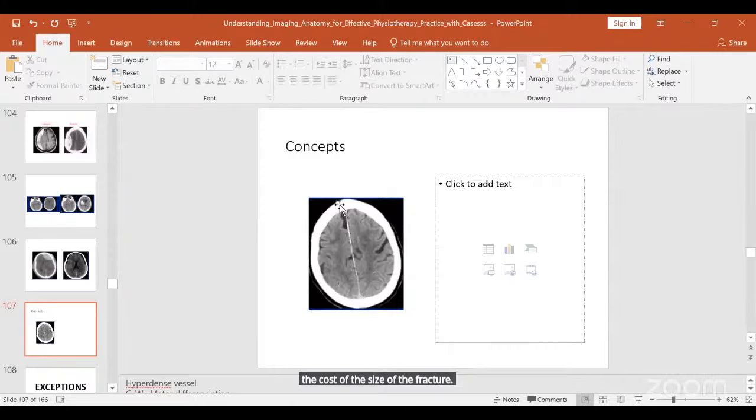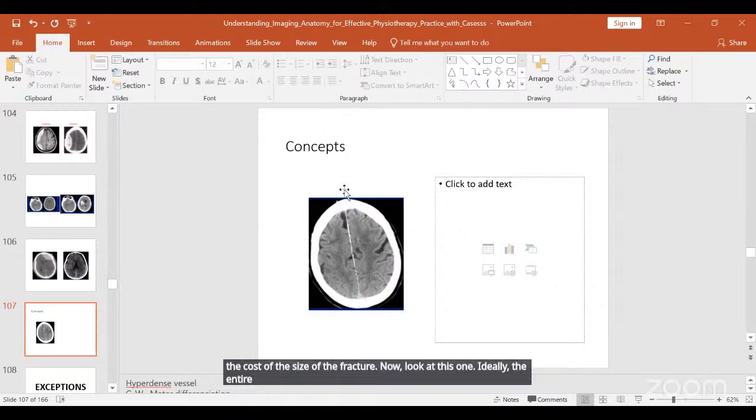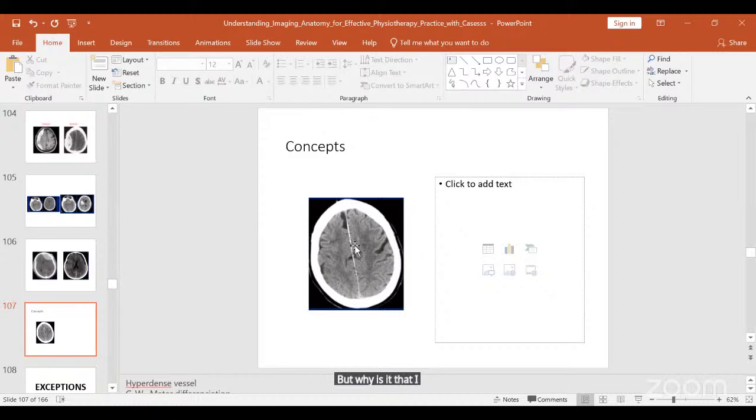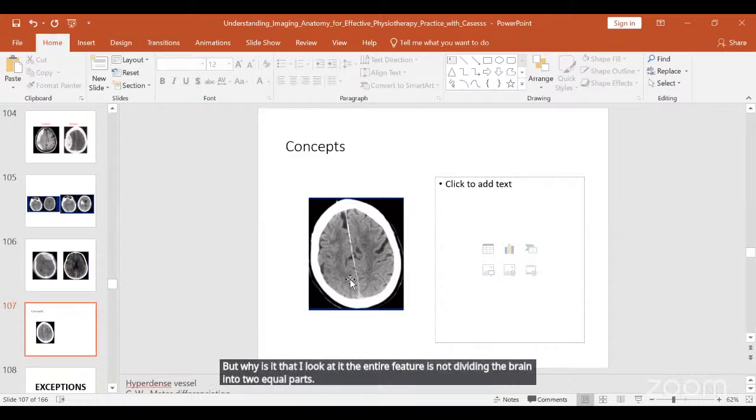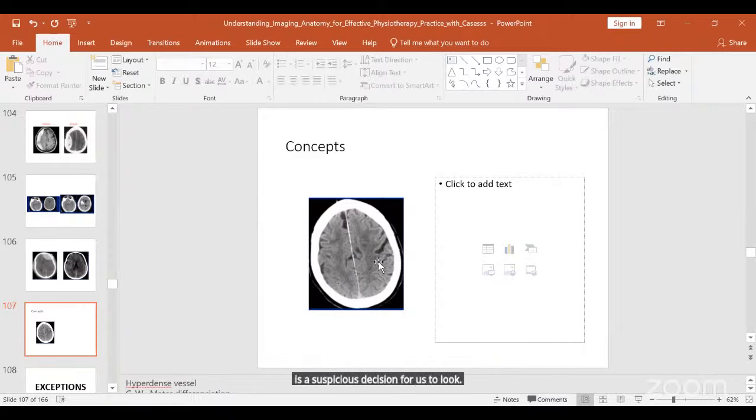Now look at this one. Ideally, the interhemispheric feature should be the same. But why is it that, look at it, the interhemispheric feature is not dividing the brain into two equal parts? It's a suspicious lesion for us to look at, and there must be a site of bleeding.